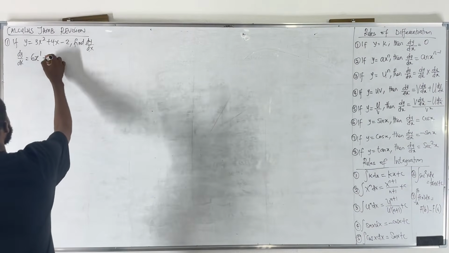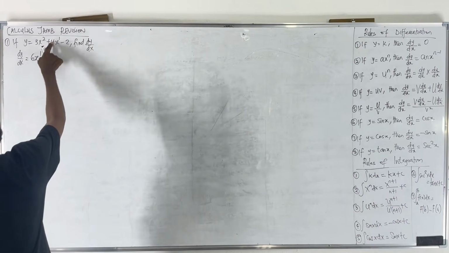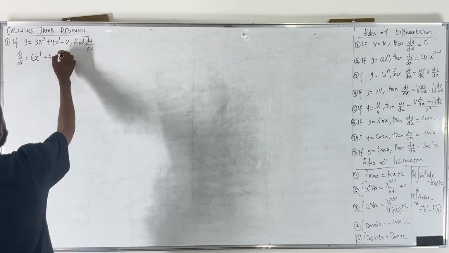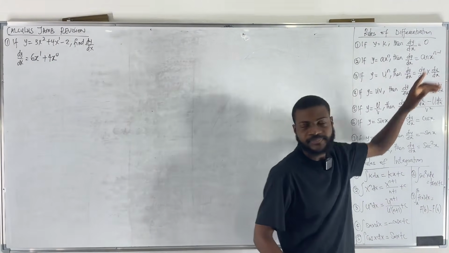So I'm basically following the rule on the board. And then plus, this is 4x. There's an invisible 1 right on top. So this will be 4 times 1, 4. You write your x, then you say 1 minus 1, 0. Because you must always minus 1.